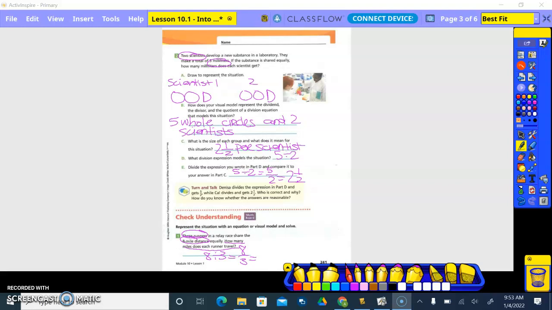2 and 2 thirds, because 3 goes into 8 twice. 2 times 3 is 6. 8 minus 6 is 2. And then we keep our same denominator of 3. So 2 and 2 thirds miles.